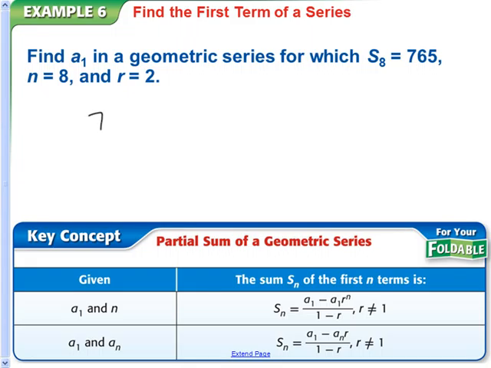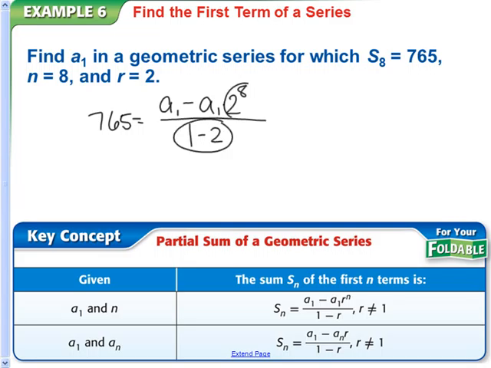So we type in 765 is our S sub n equals a sub 1 minus a sub 1 times what's our ratio? 2 raised to the n. How many numbers do we have? 8. Over 1 minus 2. Okay, how are we going to solve this? Well, let's first of all simplify these two parts. So 765 equals a sub 1 minus, what's 2 to the 8th? 256 a sub 1. We usually see the number in front of the variable. We got negative 1 here.